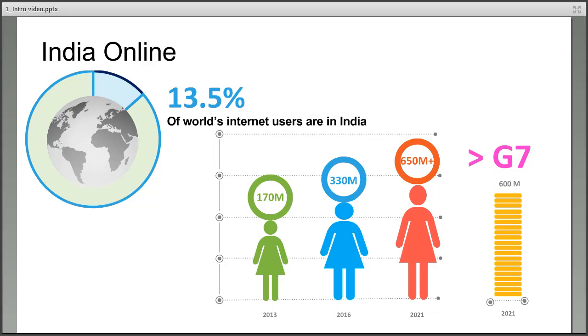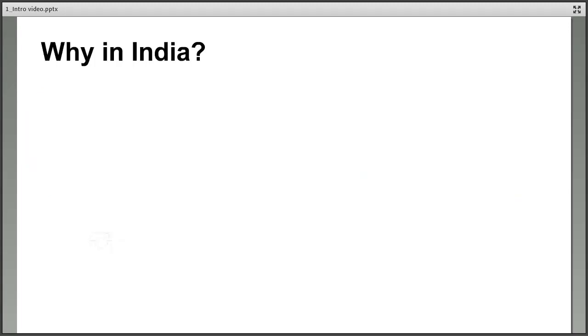This means that the number of internet users in India will be greater than the population of the G7 countries. The estimated population of the G7 countries is expected to be 600 million by 2021, which means that the internet users in India are going to be more than the population of 7 countries together. Now you can see what kind of potential lies ahead of you and what is the size of the market which your digital marketing campaigns can target.